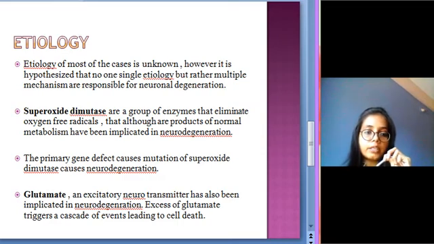The second cause is glutamate. Glutamate is an excitatory neurotransmitter that has been implicated in neurodegeneration. Excess glutamate triggers a cascade of events leading to cell death.